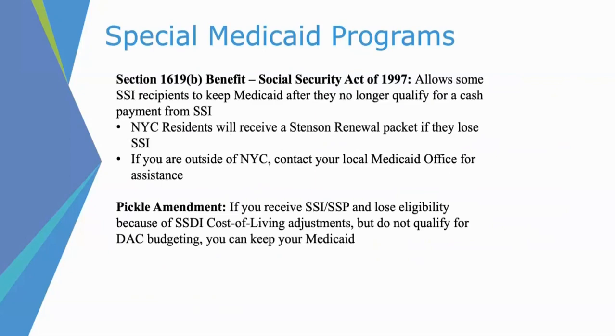Special Medicaid programs. The Section 1619 benefit for the Social Security Act of 1997 allows some SSI recipients to keep Medicaid after they no longer qualify for cash payment from SSI. So in New York City, if you lose your SSI, you'll receive a renewal packet in the mail saying you no longer qualify for SSI, but you still can potentially qualify for Medicaid. That renewal will need to be submitted back to Medicaid. And if you're outside of New York City, you'll want to contact your local Medicaid office for assistance.